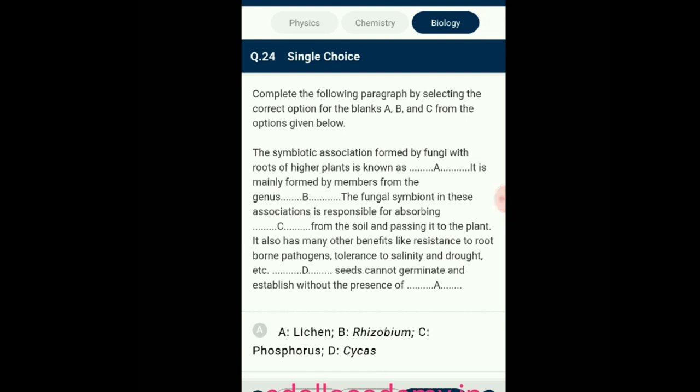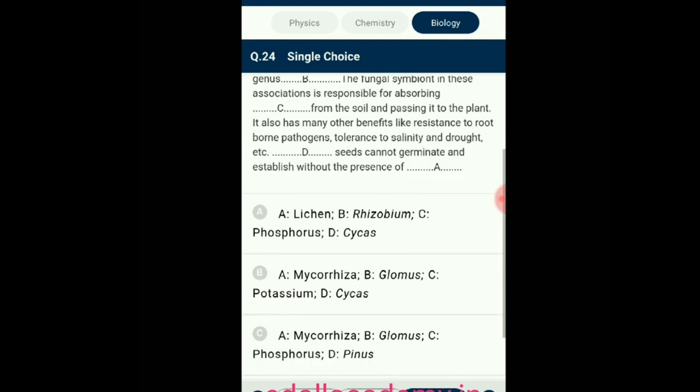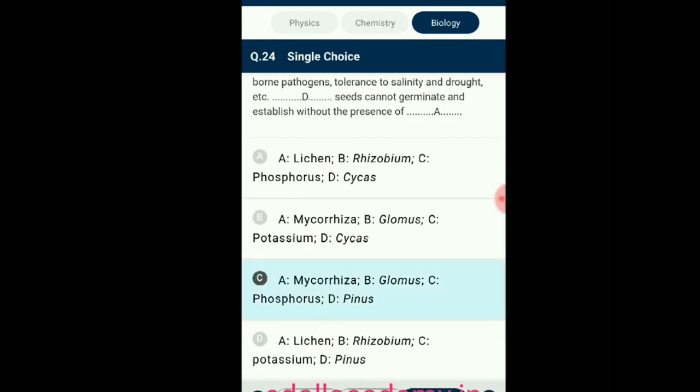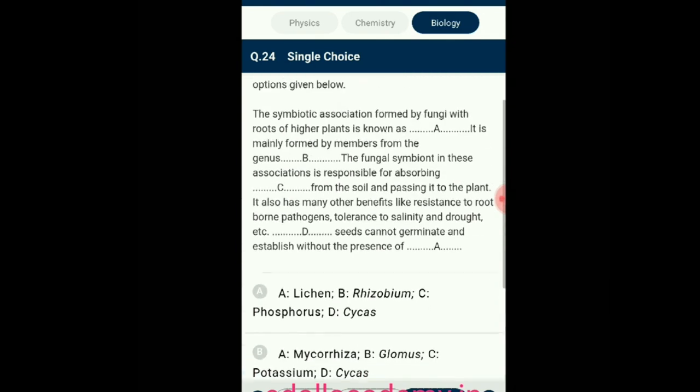The fungal symbiont in this association is responsible for absorbing phosphorus from the soil and passing it to the plant. Some plants have an obligate association with the mycorrhizae. For example, Pinus seeds cannot germinate and establish without the presence of mycorrhizae. So the answer for this question is option C. A represents mycorrhizae, B represents Glomus, C represents phosphorus, D represents Pinus.